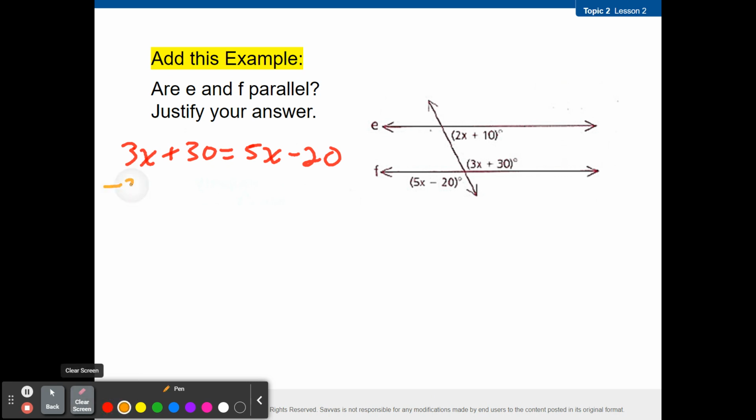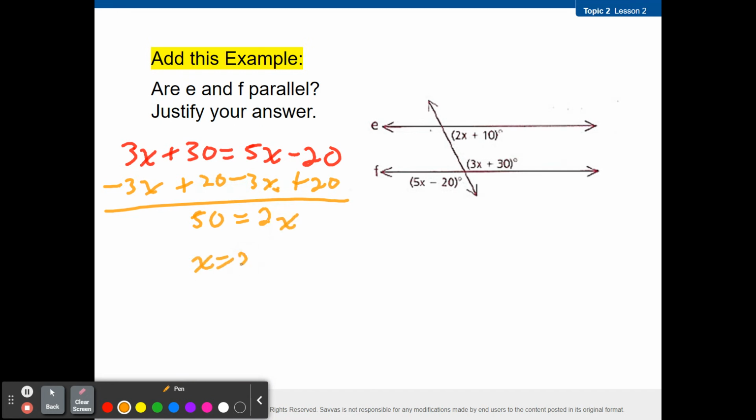I'm going to subtract the 3x from each side. And that means I'm going to have to add the 20 to each side. This leaves me with 50 equals 2x. So I get x is equal to 25. Now, in order to confirm if these lines are parallel, these same side interior angles have to be what? Good. They have to be supplementary.